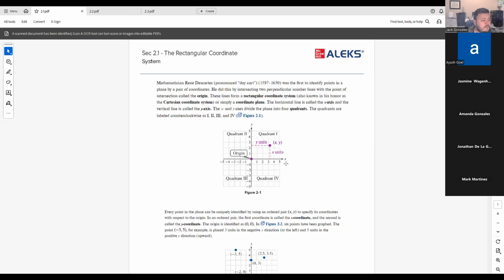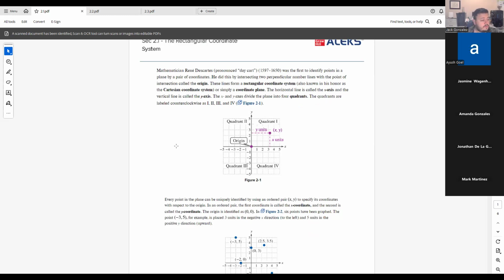And the quadrants are counted counterclockwise. So this one right here is going to be one. All the positive numbers, see how it goes one, two, three, four, five to the right on the X. Going up vertically is the Y. So that's one, two, three, four, five. That's positive. If I go down, that's negative. If I go to the left, that's negative. So quadrant one is all the positives. Quadrant two, X is negative, but Y is positive. Quadrant three, everything is negative. Quadrant four, you can see that the Y's are negative.